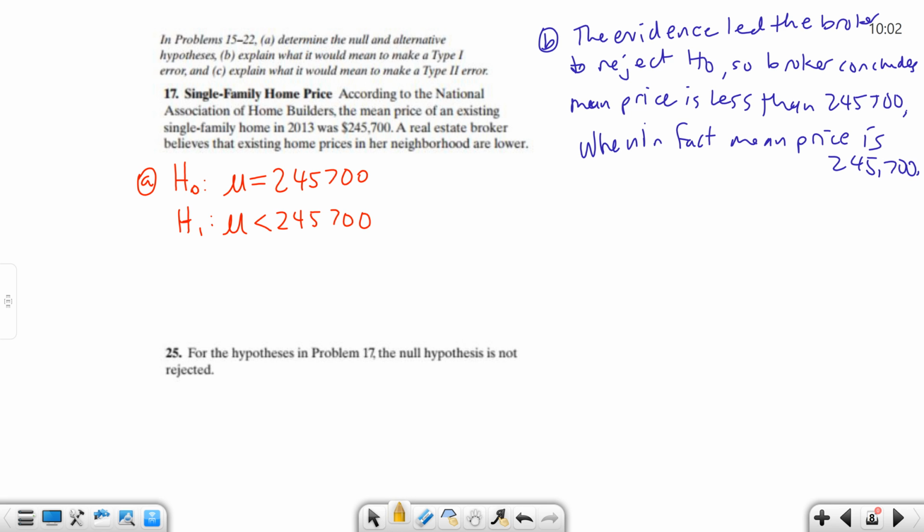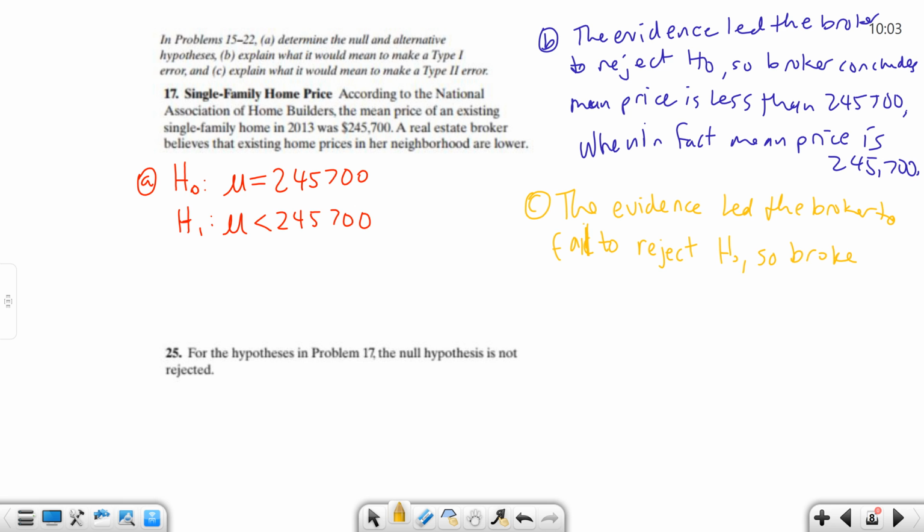explain what it means to make a type 2 error. So here we did not reject the null, right? We accepted that when in fact the other is true. So here the evidence led the broker to accept, or I should say fail to reject. We don't really accept it. We either reject it or fail to reject it. I should never say accept. Okay? To fail to reject H naught.